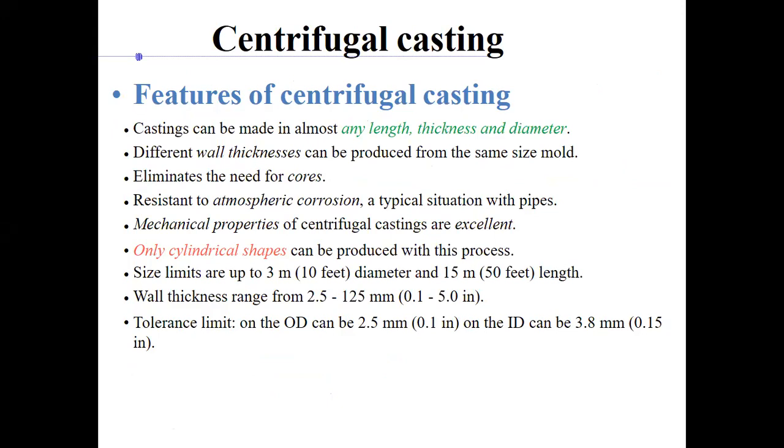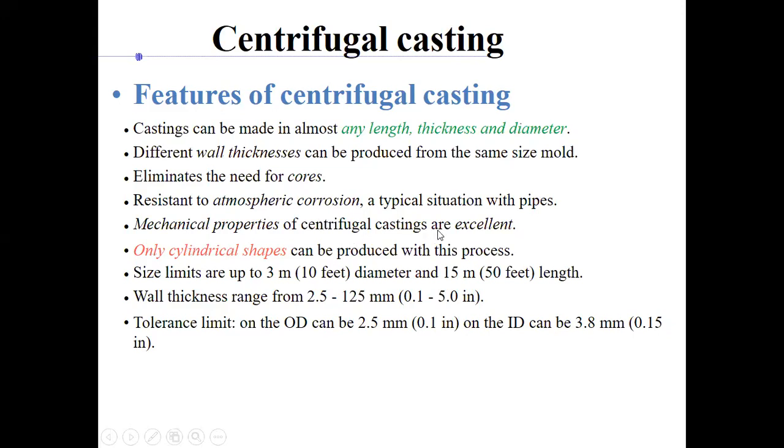It eliminates the need for cores, isn't it? Because we are able to produce hollow structures without the help of a core, unlike sand casting or any other type of casting. It is resistant to atmospheric corrosion, a typical situation with pipes, right? Pipes are what usually get corroded from the top surface. So you're able to produce hollow pipes and they are resistant to atmospheric corrosion. That's a win-win situation.